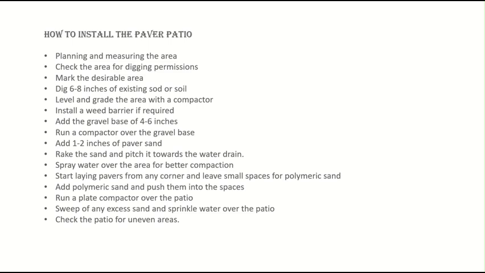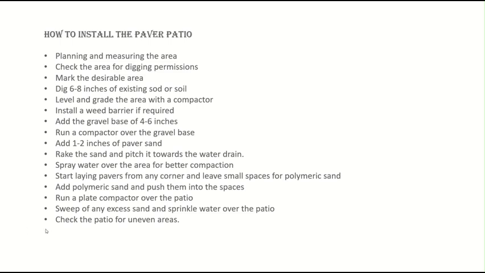As soon as the compaction is done, we sweep any excess sand and sprinkle water over the patio. When the compaction is done, the sand has gotten into every hole that there is. As soon as we sprinkle the water, it will harden. Then clean the extra surface, and here we go. We have a new patio.